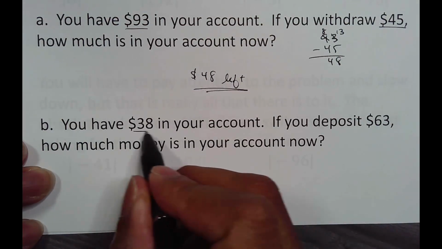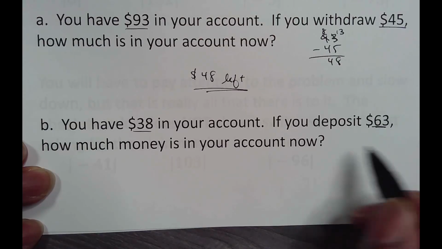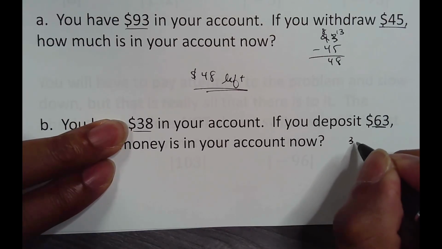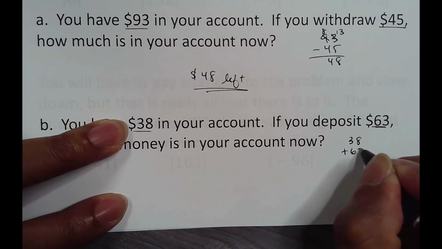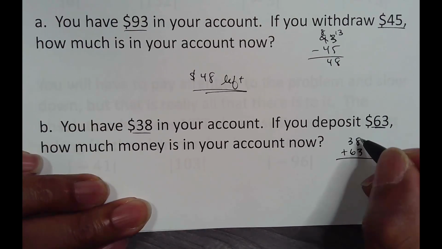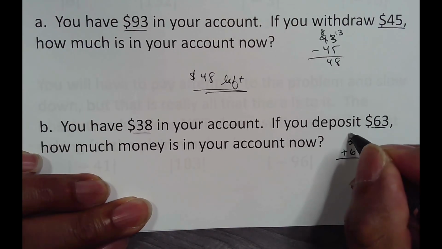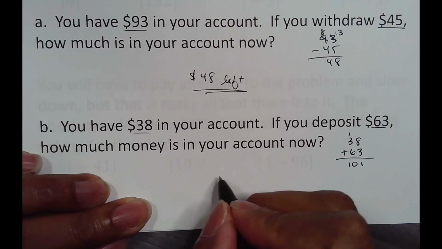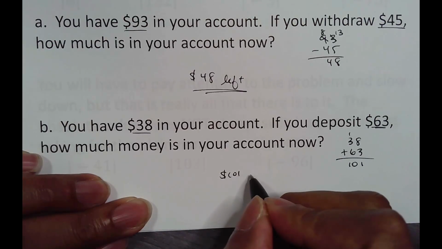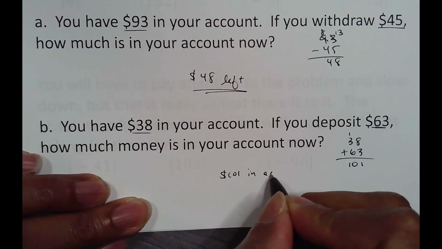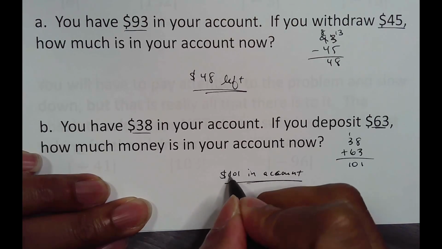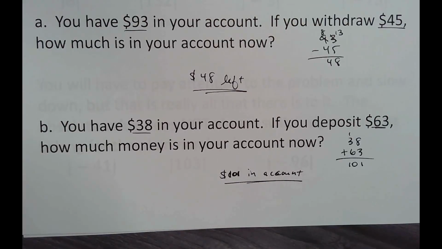This says you have $38 in your account and you deposit 63. Again, deposit means I put money in. So it means I was starting at 38 and I added 63. That's all it is. Remember, you add your columns. 8 plus 3 is 11. Carry the 1. 3 plus 1 is 4. Plus 6 is 10. So I have $101 in the account.